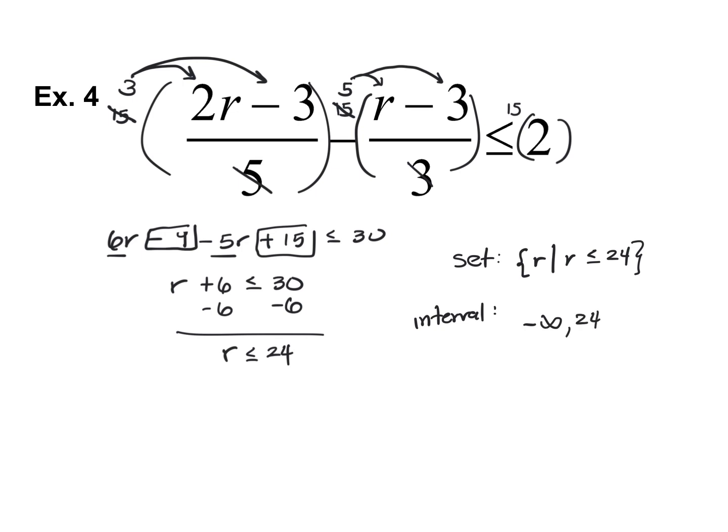The reason I have negative infinity is because my solutions are 23, 22, 21, 20, and so on and so forth, all the way to the negative side of my number line. Negative infinity has a parenthesis. In this case, we also have the equal part of it. If you notice right here, equal. So it is a bracket on the right hand side.